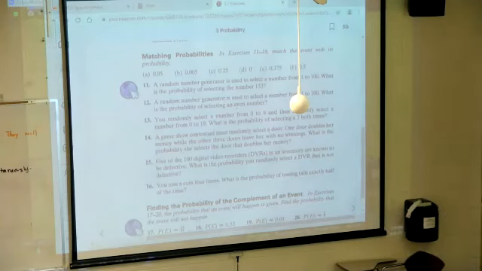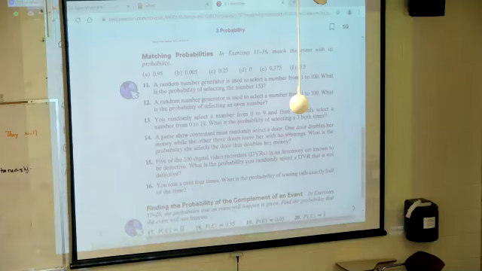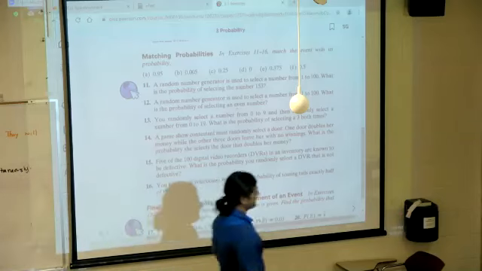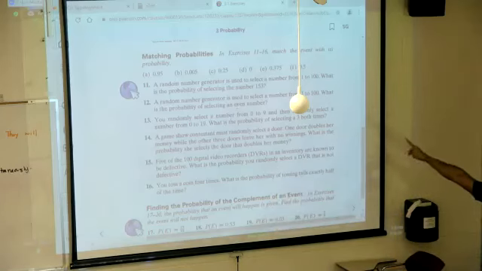We'll start with 11. So you have a random number generator. You've got to select a number from 1 to 100. What is the probability that you choose 153? Zero. Okay, good. What about the next one? 50%, that would be 0.5. What about number 13?